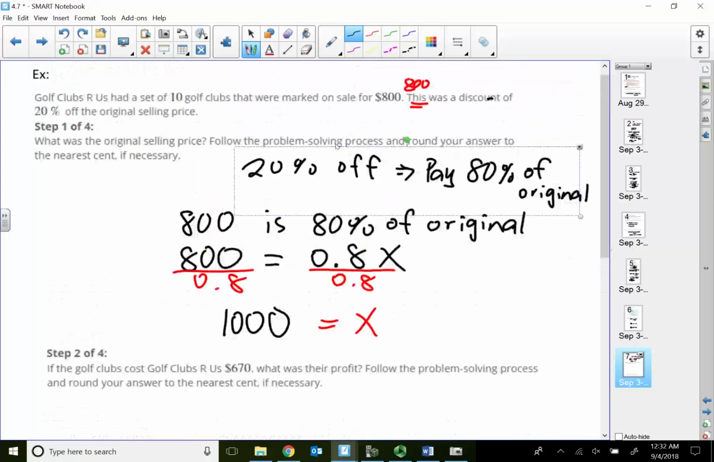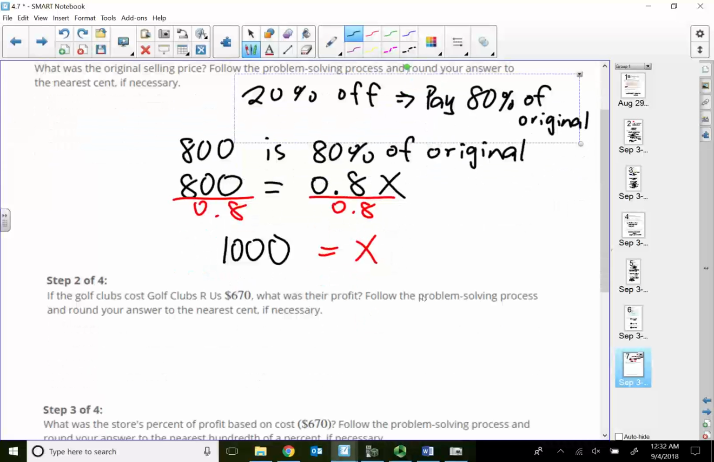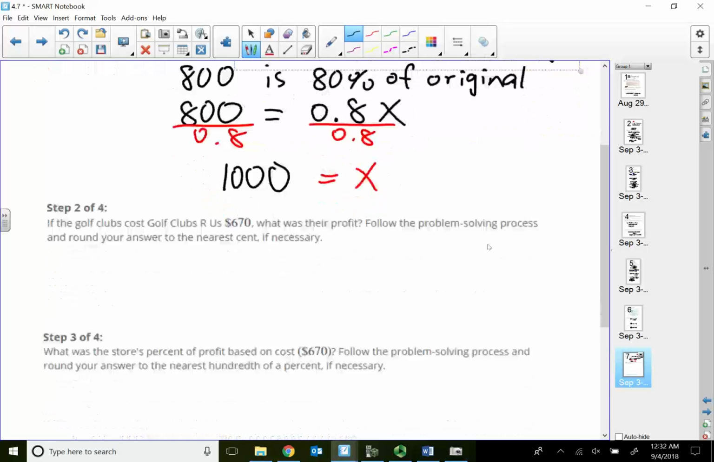Very unique concept. The $800 is after the discount, after the 20% off. So that means $800 is the price that we pay. And what are we paying? We are paying 80% of the original selling price because we're getting 20% off. But we're still going to pay the other 80%.